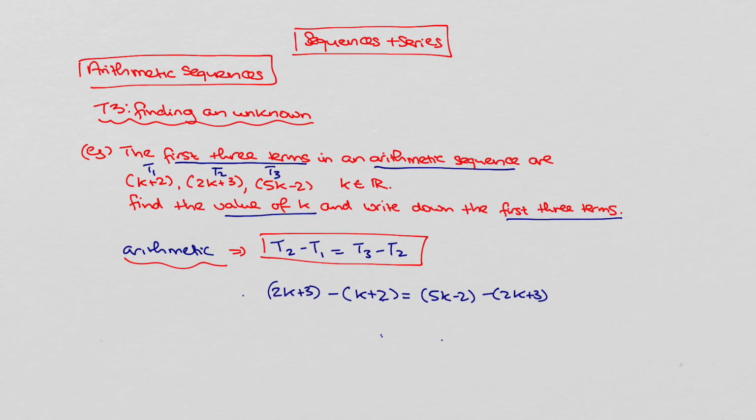So if we get rid of our brackets and simplify, we're just going to end up with a linear equation here. So we'll have 2k plus 3 minus k minus 2 equals 5k minus 2 minus 2k minus 3. So on the left, we're going to have k plus 1, and on the right, we're going to have 3k minus 5. So bringing everything to one side, that gives us 2k is equal to 6, and therefore k is equal to 3.